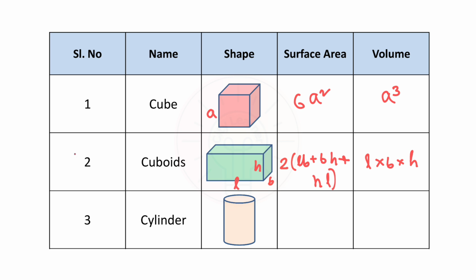Now coming to the cylinder. This is the shape of a cylinder, where R is the radius and H is the height of the cylinder. The surface area formula is twice pi r into R plus H, and the volume is pi r square into H.